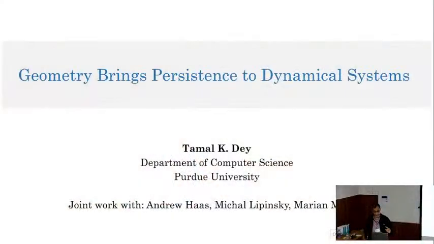So today I'll give a talk on something which I have been working on recently. My background is in computational geometry, but lately I work on a spin-off from that computational geometry called computational topology and topological data analysis. And before I forget, this is a joint work with my student Andrew Haas and two of my collaborators, Michał Lipinski and Marian Mroziek from Poland.